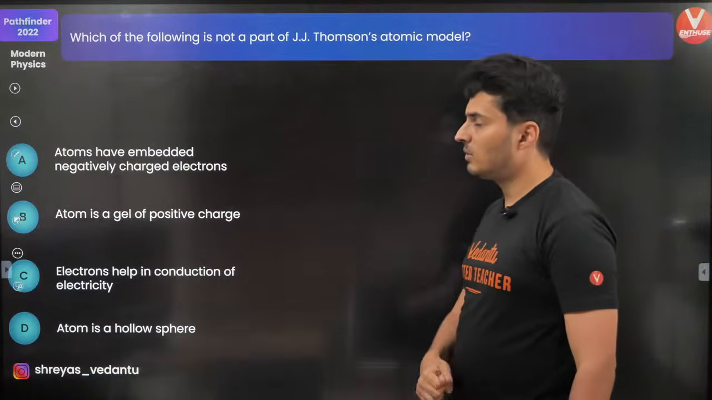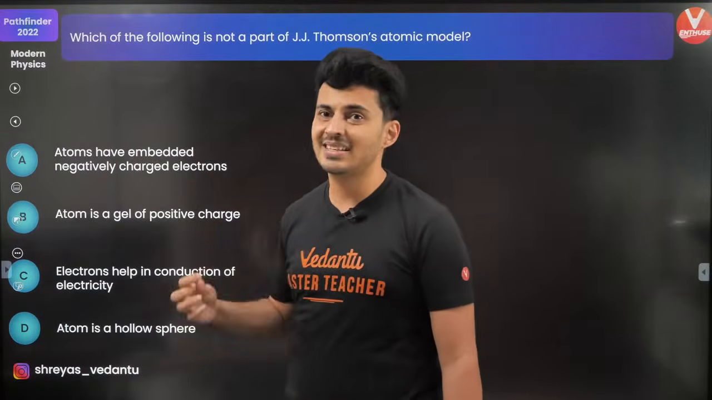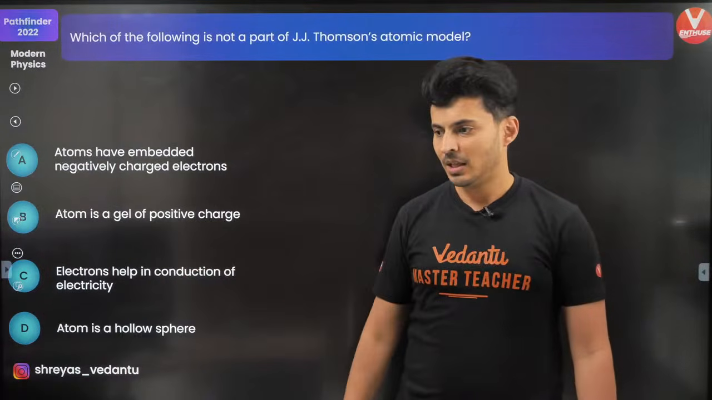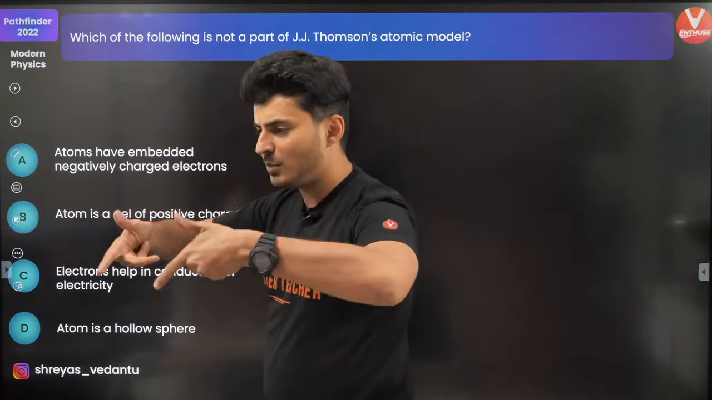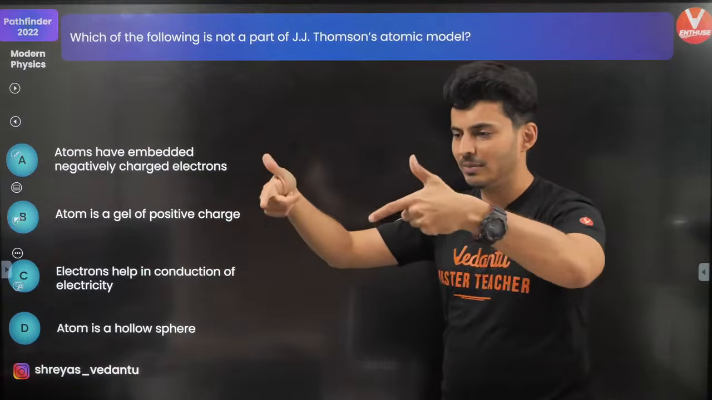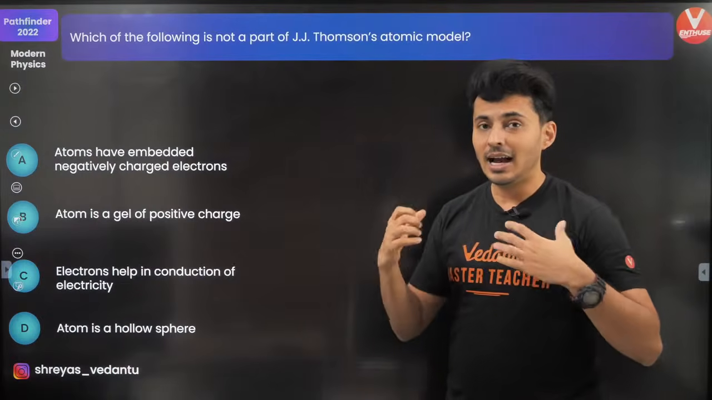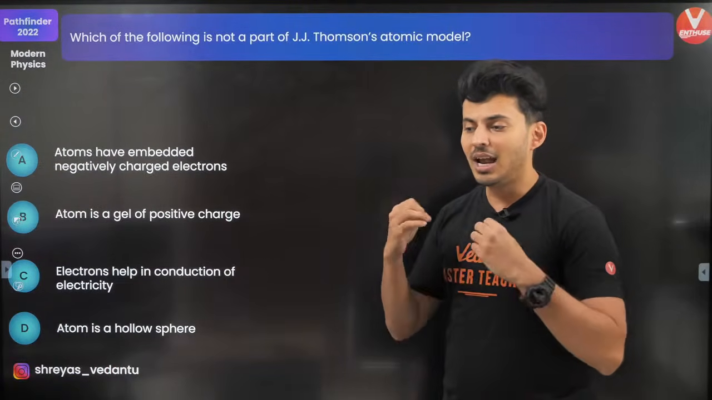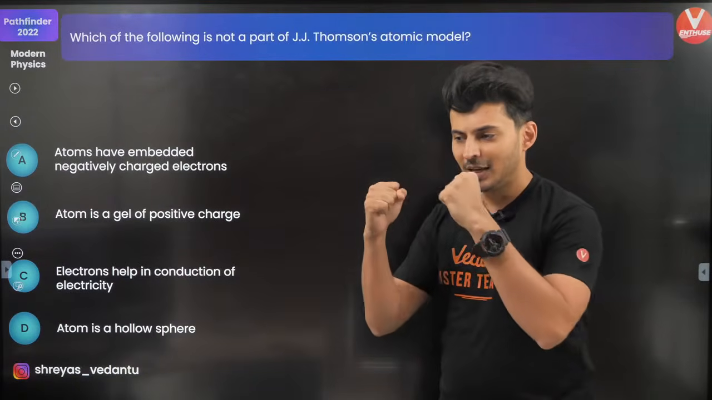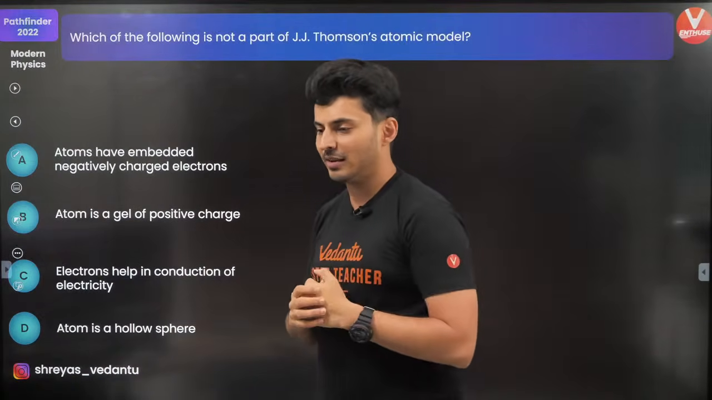Interesting. J.J. Thomson's model, which of the following is not a part of his hypothesis? Come on, very easy. I'm waiting for all your answers in the chat box. Remember, only when you put it up in the chat box will I be encouraged to conduct more classes, more quizzes, and you too will feel like competing with the real warriors out there.